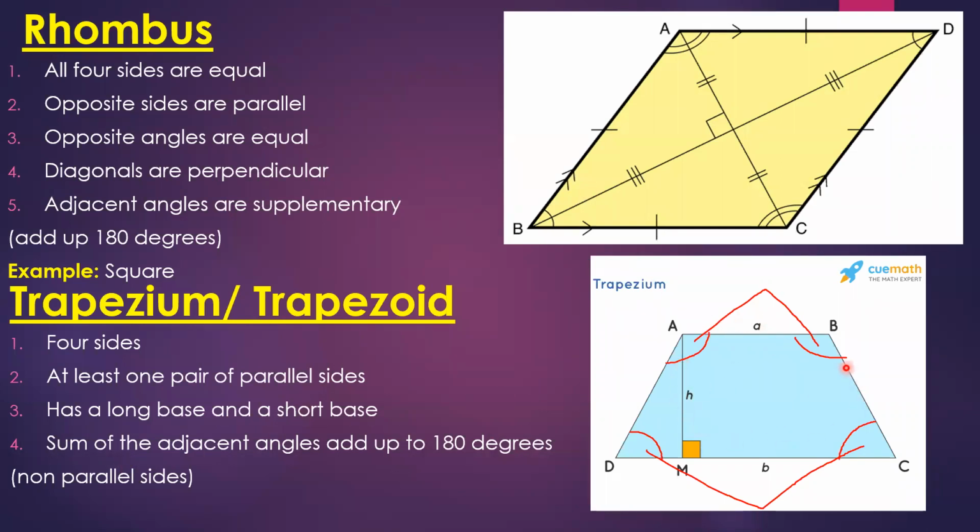Please look at the shape carefully. AB and DC, these are parallel. These sides are parallel. Please remember, parallel sides are not equal in length. These opposite sides, the short base and the longer base, are parallel to each other. Remember that. The other sides do not have to be parallel, but for sure, it has at least one pair of parallel sides, which is the short base and the long base. So please remember that for the trapezium.